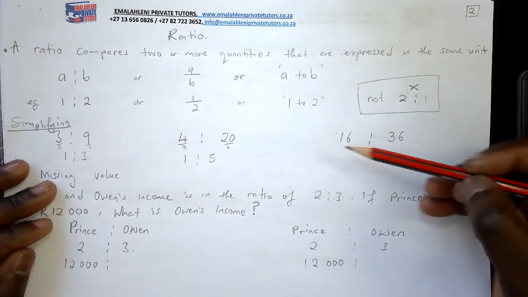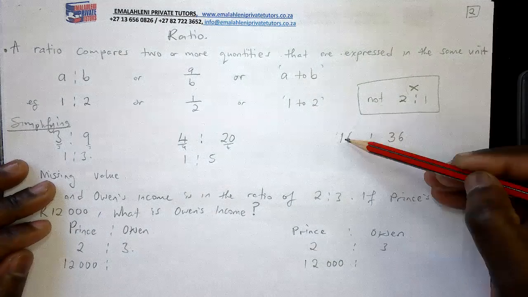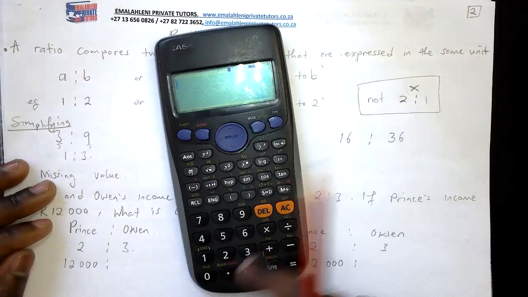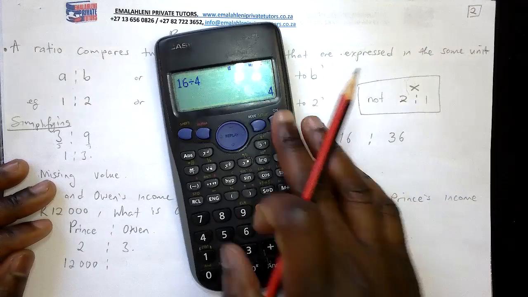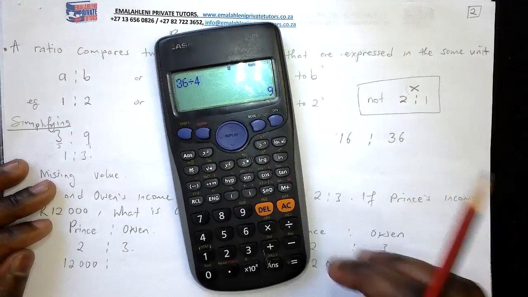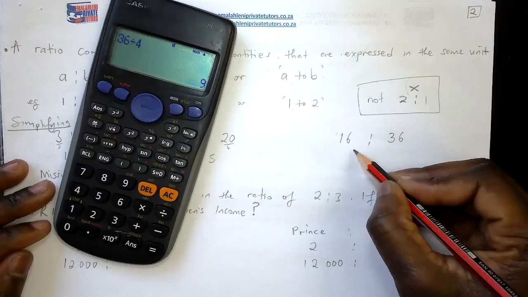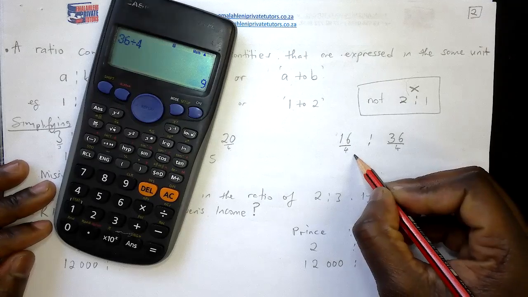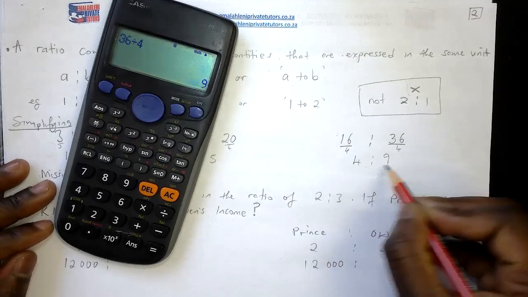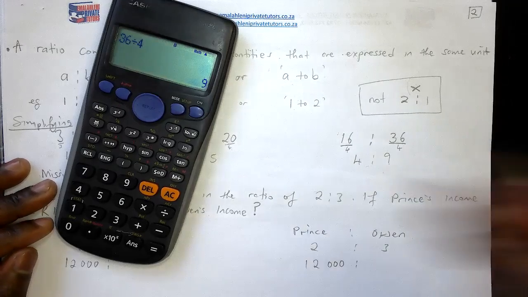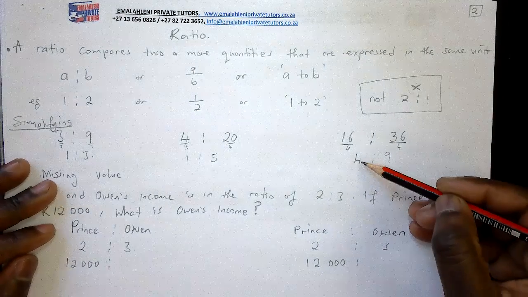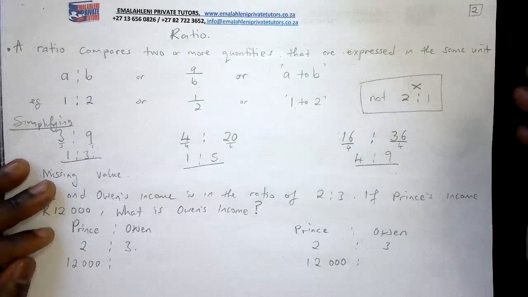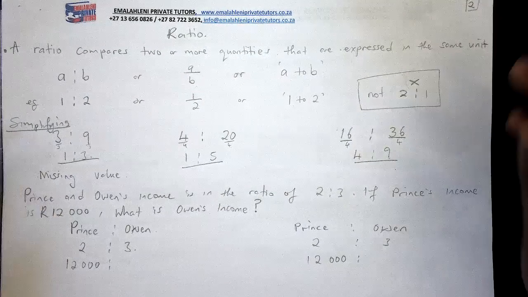So what you do here, you look for factors that go into 16 and also go into 36. So for example, let's use 4. 16 divided by 4, we get 4. Then 36 divided by 4, we get 9. So if we divide by a common factor that goes into both, then we have 4:9. We can't go further there. We have to leave it there, because there is no other factor that goes into 4 and also goes into 9. So this will be our answer. So that's how you simplify ratios. You're just simplifying to their simplest form.